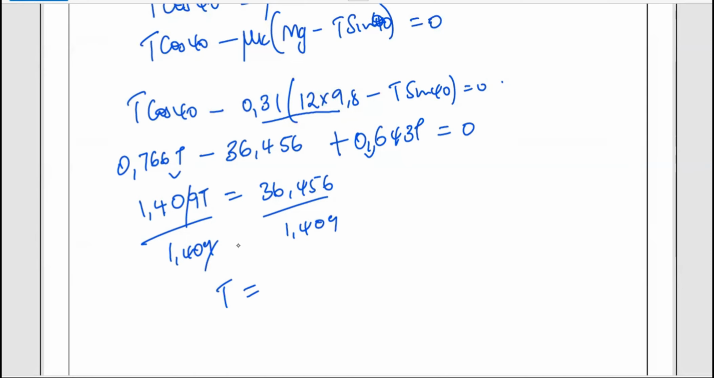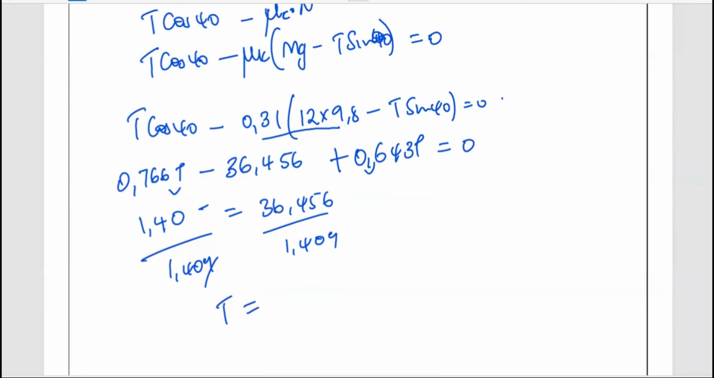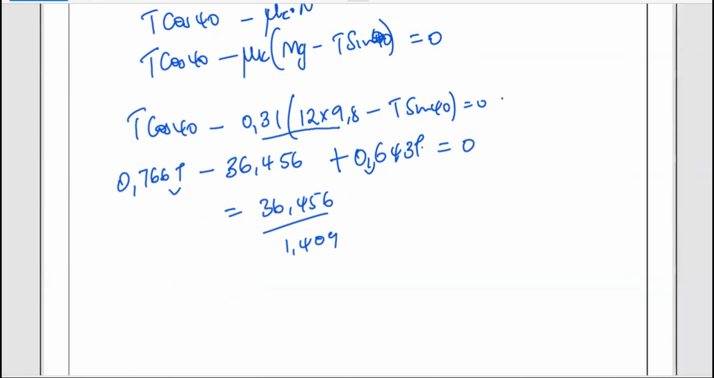What is t giving us? Someone says our answer is kind of not right? It's fine. What did we do wrong? We did not multiply by the 0.31. Multiply this by the 0.31.